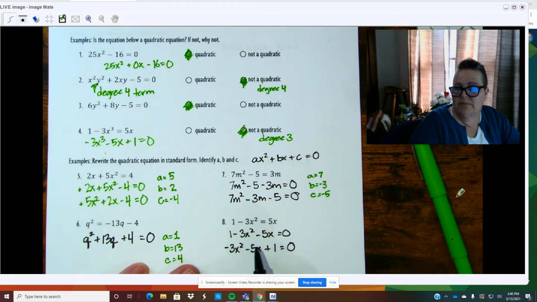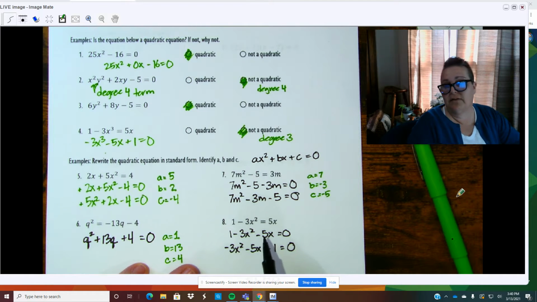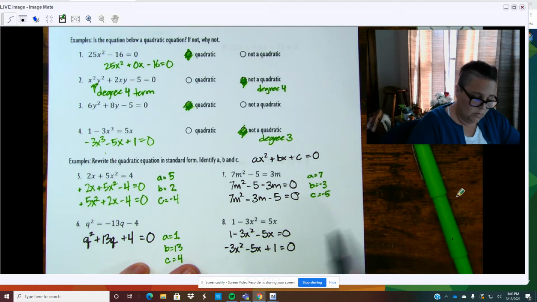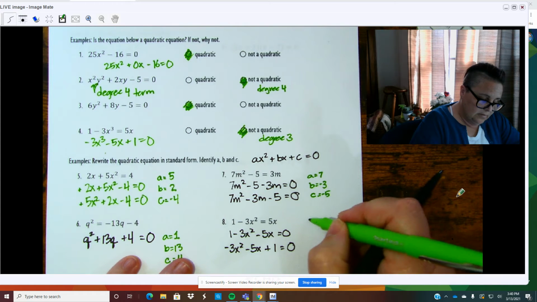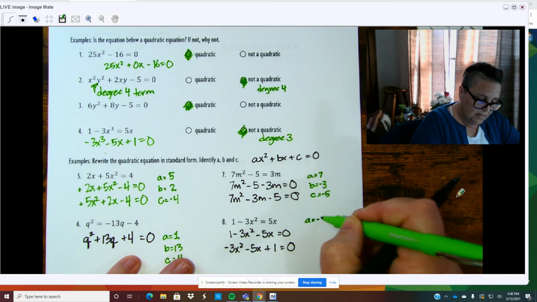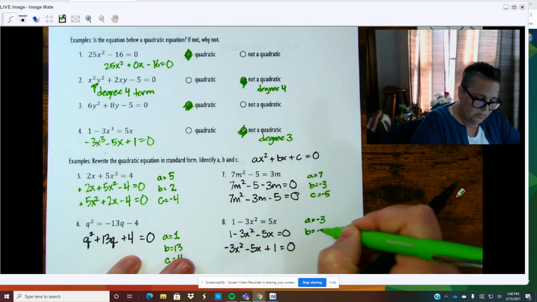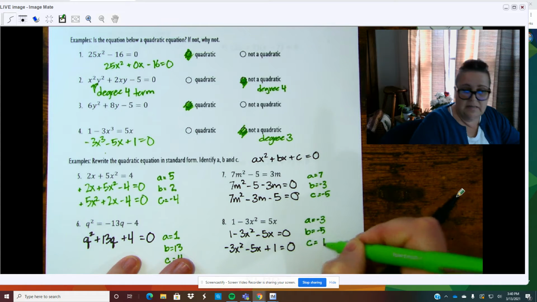Do you see how I kept the sign in front? There was a minus in front of that 3x squared, so it stays a minus 3x squared. There's a minus in front of that 5x, so it stays a minus 5x. And that 1 has an invisible plus sign, so it becomes a plus 1. This gives me a is equal to negative 3, b is equal to negative 5, and c is equal to 1.